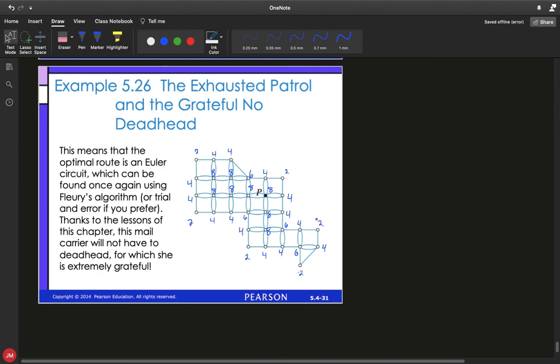So it turns out the solution to that was easier than we thought. We have Fleury's algorithm as well that we could use to find the route, but it looks like one is already possible without having to double back on any of the streets.